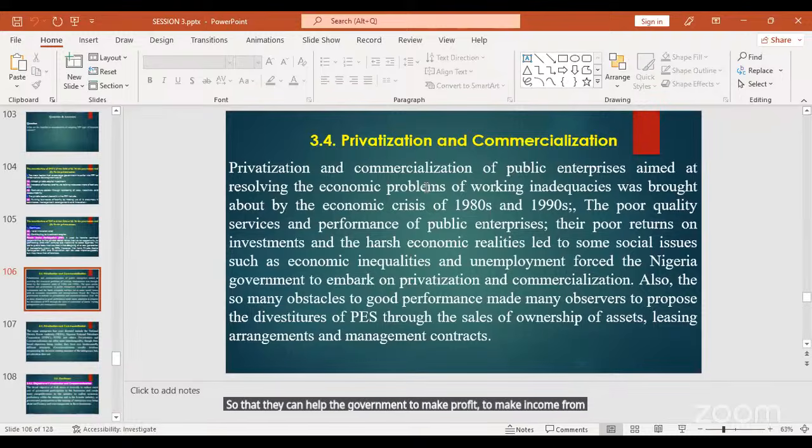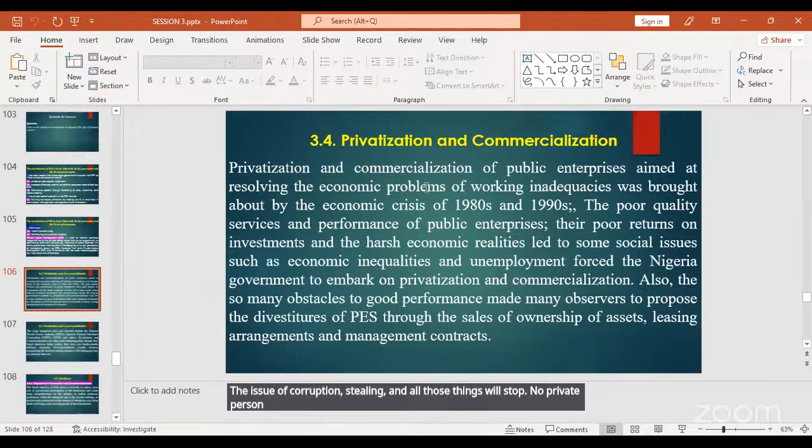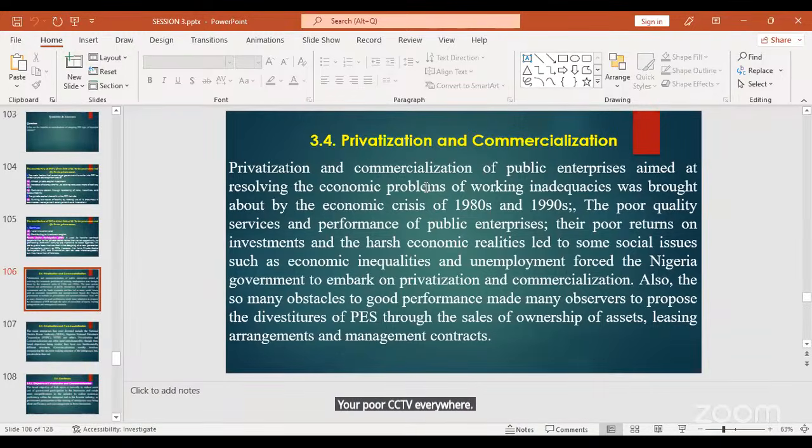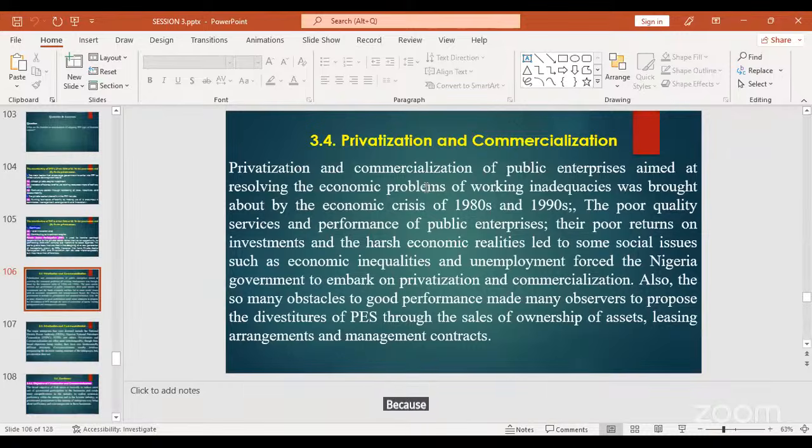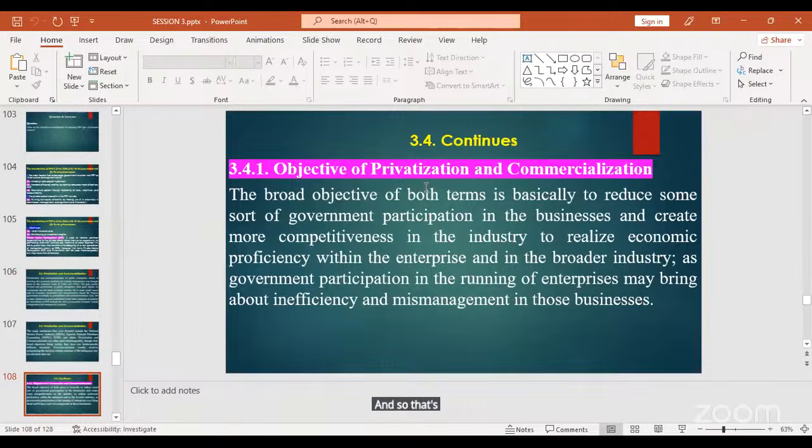Because once it's individuals from the private sector that are managing it, the issue of corruption and stealing will stop. No private person will put his money into business and watch anybody stealing. They will put CCTV everywhere. They will put in enough security. They will do so many things to make sure that all attempts to steal will be apprehended and exposed. Because it's their own money. How can you come there and be stealing money from them? They scrutinize to the core. And that's what government is unable to do.